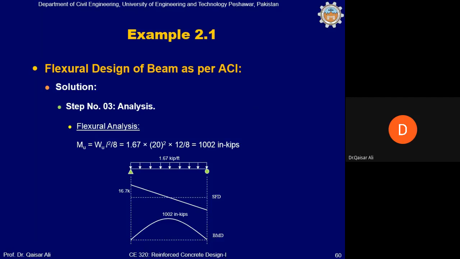Now you can draw the shear force and bending moment diagram like this, but since we are only designing for the moment, you can calculate directly the maximum moment demand from this. It is equal to wu l squared divided by 8. So finally the factored moment is 1002 inch kips.